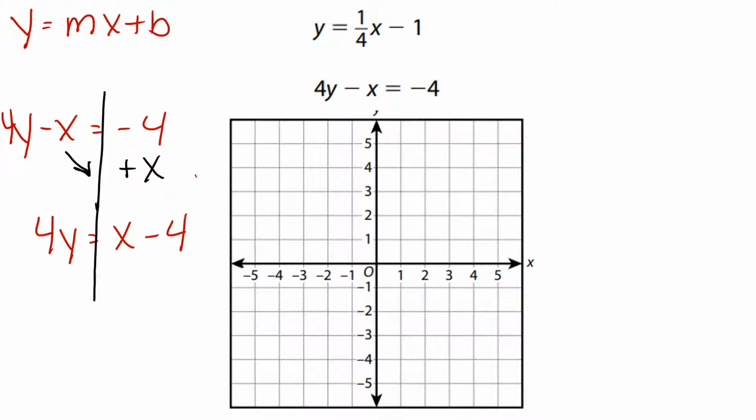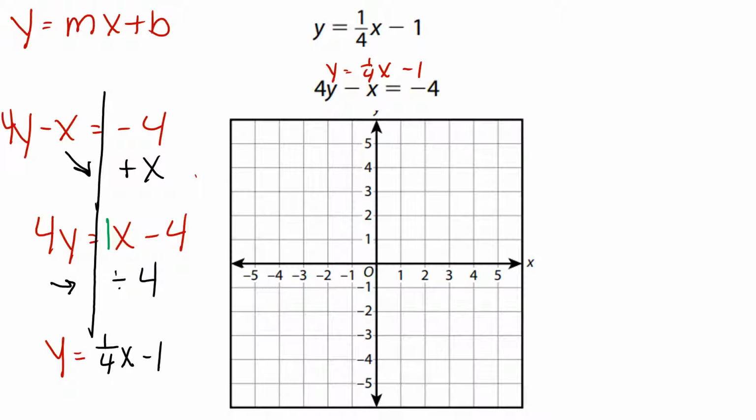The y is still not by itself. The 4 and the y together means multiply. We do the opposite, we divide. There's nothing written in front of that x. We know it's an understood 1. 1 divided by 4 is 1/4, so that's a 1/4 x. 4 divided by 4 is 1. Our new equation is y equals 1/4 x minus 1.